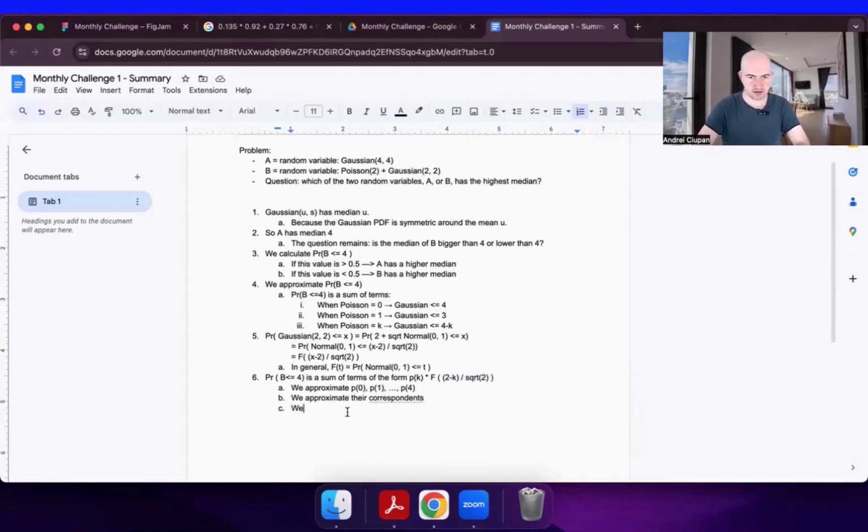We sum everything up, and we sum up the first 5 terms. So when the Poisson is 0, 1, 2, 3, 4, we sum up the 5 terms, and we get 0.5144, if I'm not mistaken. The important thing is that this is bigger than 1/2. So basically, the first 5 terms are already bigger than 1/2, so the entire sum is going to be bigger than 1/2.